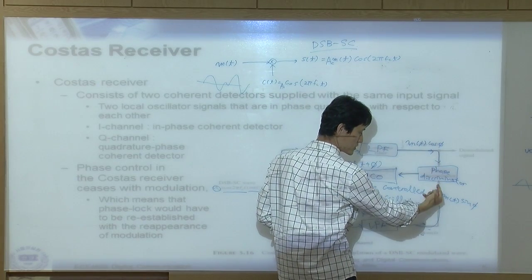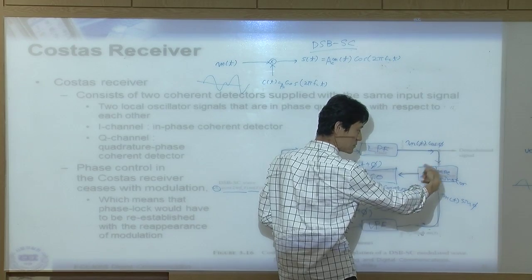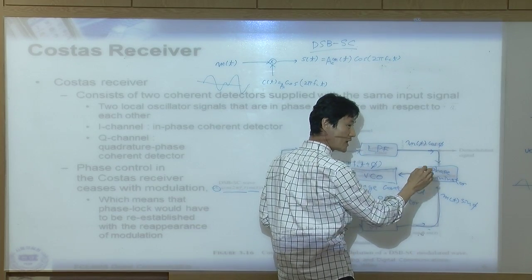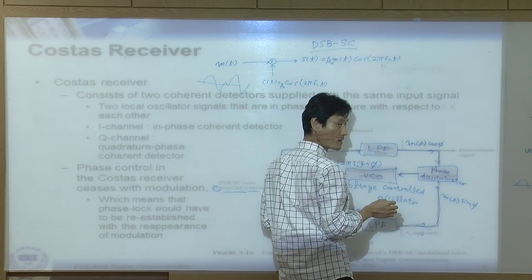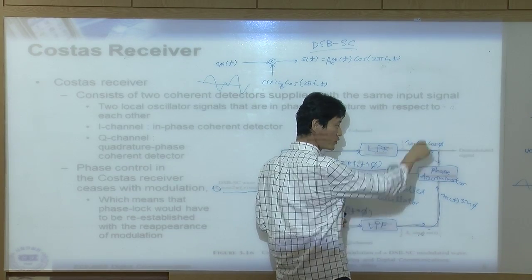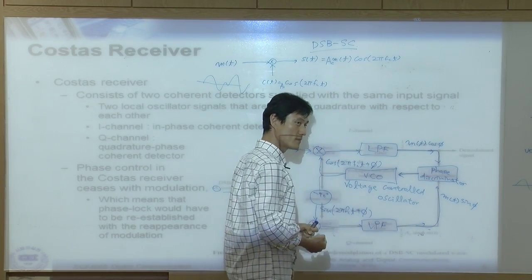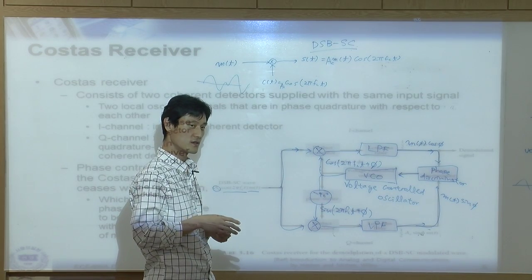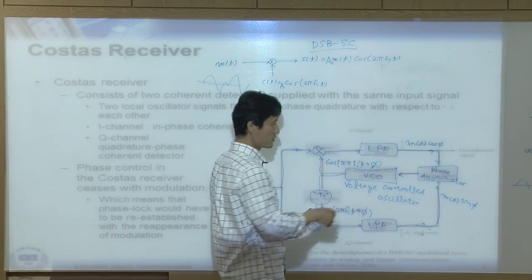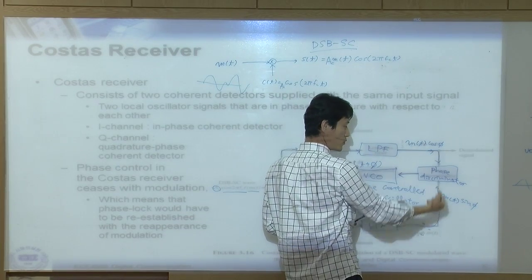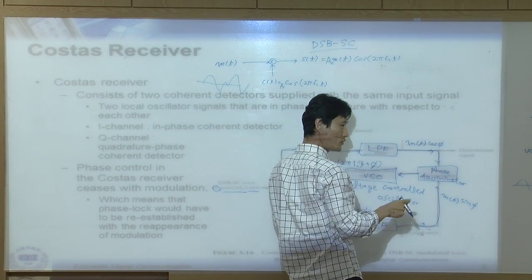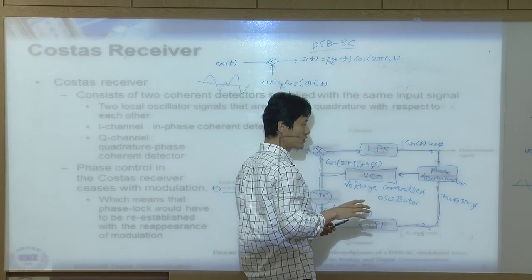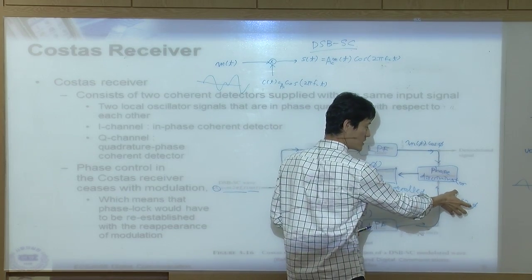We know that the output from the I channel looks like this, and the output from the Q channel looks like this. So now in this block, we want to find out phi. How can you find out phi? We have two inputs. Yes, we can use the tangent equation, because we get cosine here and sine here. So what you want to do is divide this one by this.